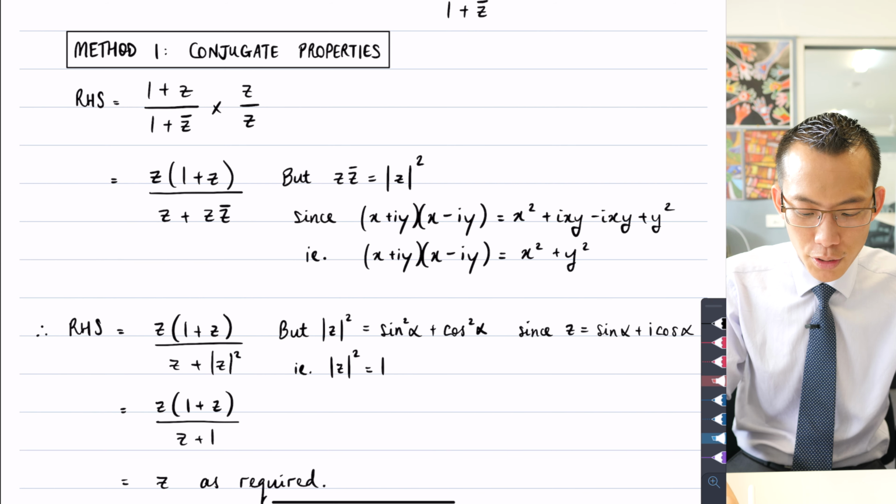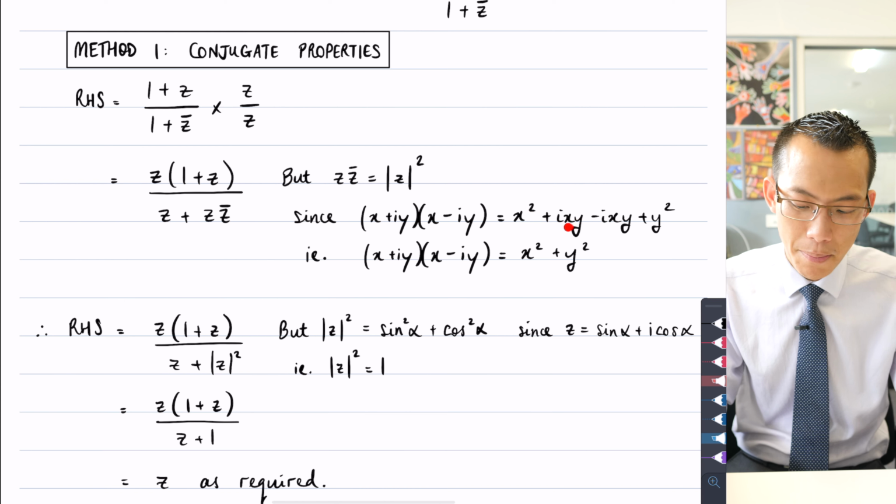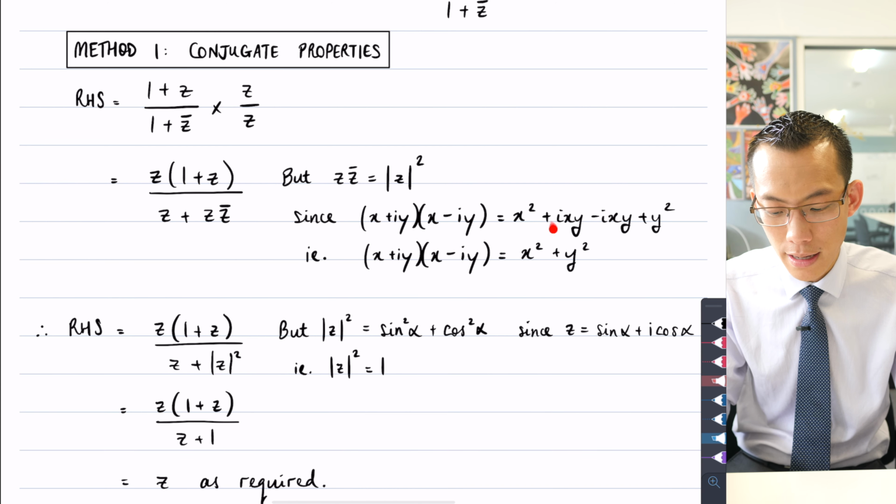So this is me multiplying a number by its conjugate. You can see you just get this. This is just the expansion, but you've got these ixy's, which are the imaginary parts, right? You can see they cancel, plus and minus.